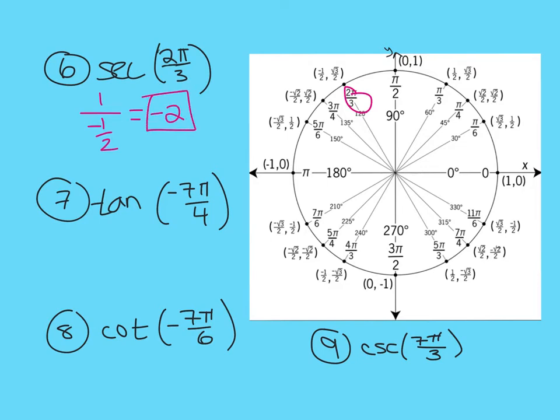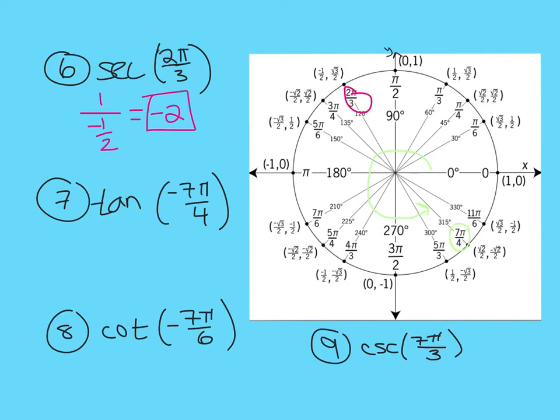For number 4, I have tangent of negative 7 pi over 4. This one's a little bit more challenging because we actually are going to be going in the opposite direction. So 7 pi over 4 is right there. You can kind of imagine what it would look like: positive 7 pi over 4 would be in this direction. Negative 7 pi over 4 is going to be that same distance, but it goes in the opposite direction.